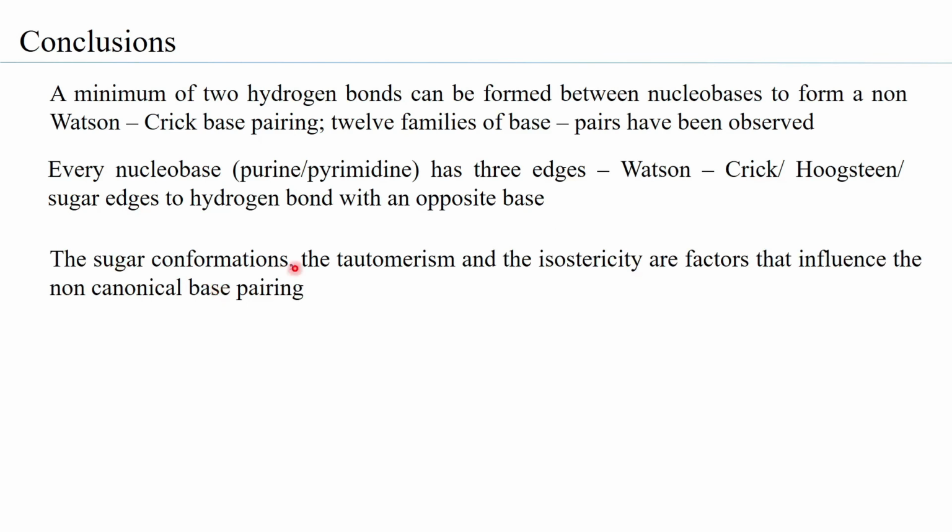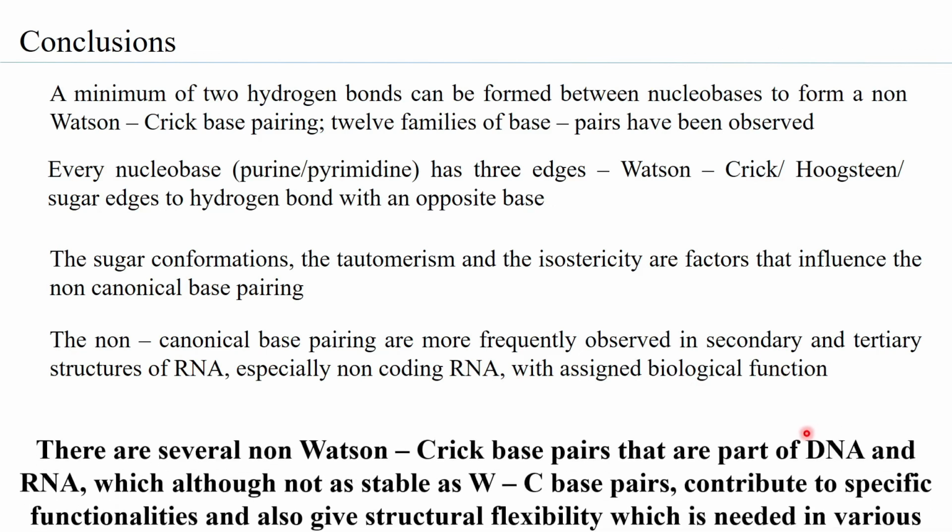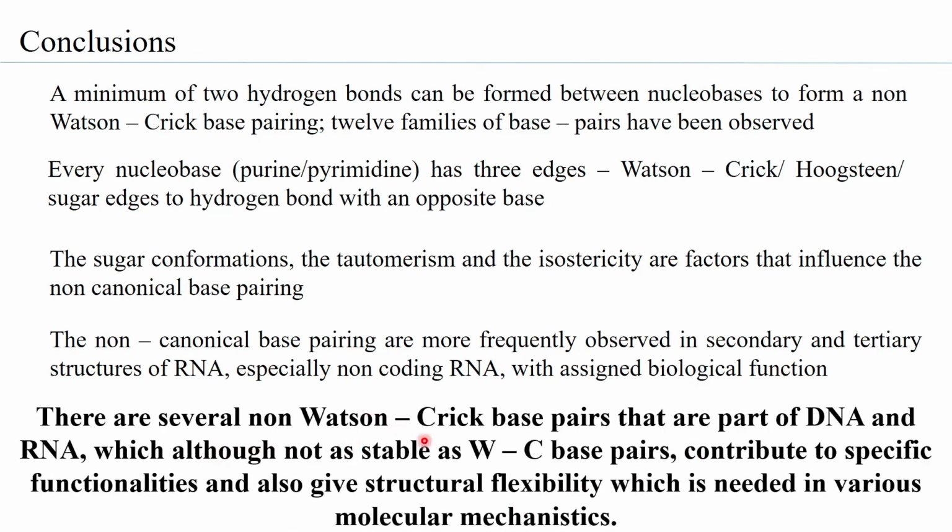The sugar conformations, the tautomerism, and the isostericity are factors that can influence the non-canonical base pairing. The non-canonical base pairing are most frequently observed in the secondary and tertiary structures of RNA, especially non-coding RNA with assigned biological function. The best example being anticodon-codon interaction. Therefore, there are several non-Watson and Crick base pairs that are part of DNA and RNA, which although not as stable as Watson and Crick base pairs, contribute to specific functionalities and also give structural flexibility, which is needed in various molecular mechanisms.